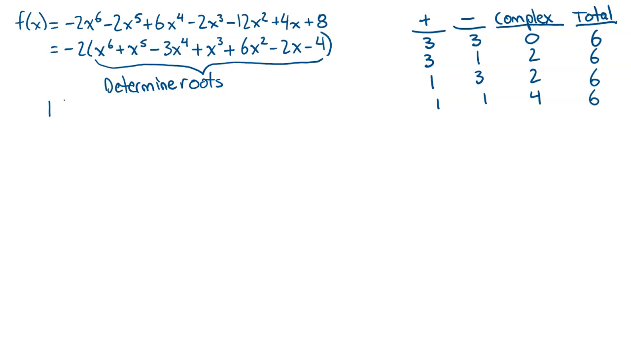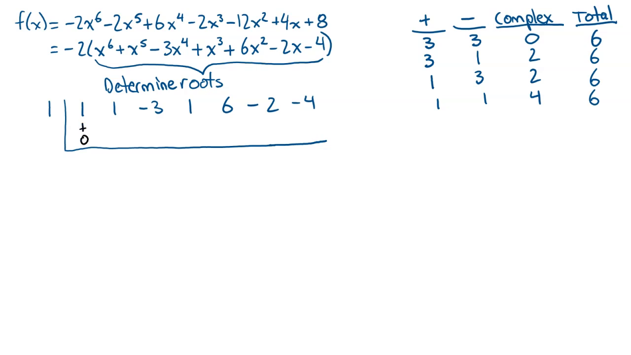And so what we do here is we write the coefficients of what's in the brackets here, because we've common factored out the -2. So that's not really relevant to what we need here. So we're focusing in on the brackets, and the coefficients are 1, 1, -3, 1, 6, -2, and -4. And now we can carry out the synthetic division.